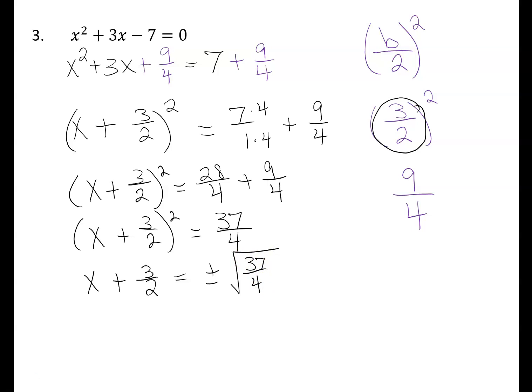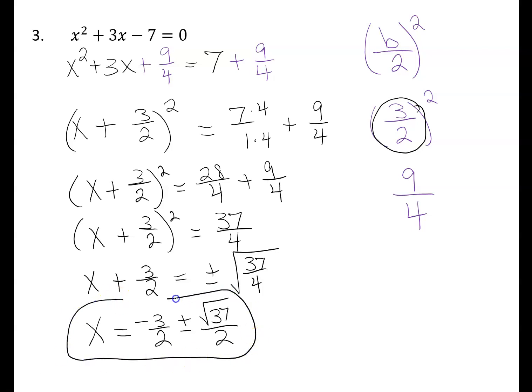Now, for simplifying the radical, 37 has no perfect square factors, so it's going to have to stay under, but 4 is a perfect square. So I'm going to do two things in the same step here. I'm going to go ahead and subtract the 3/2 to move it over, get the x by itself. Then we'll have our plus minus. And for the radical, it's going to stay on the top. But when we square root the 4, that becomes a 2, and it is not under the radical. And we will leave our answer in that form.